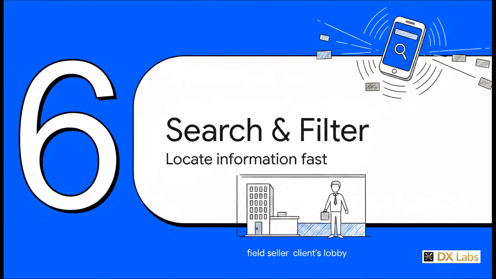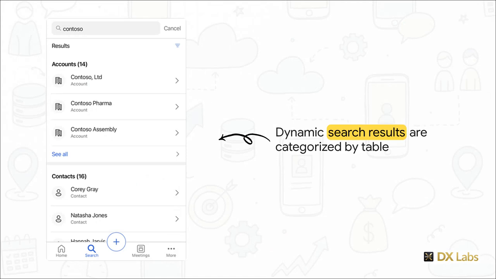And finally, Section 6, searching and filtering records to locate information quickly. Look, field sellers are constantly on the move. You can think of the search function like a rapid stock lookup scanner used in retail. You need instant answers while you're standing in a client's lobby. When you tap Search, suggested records pop up dynamically as you type.